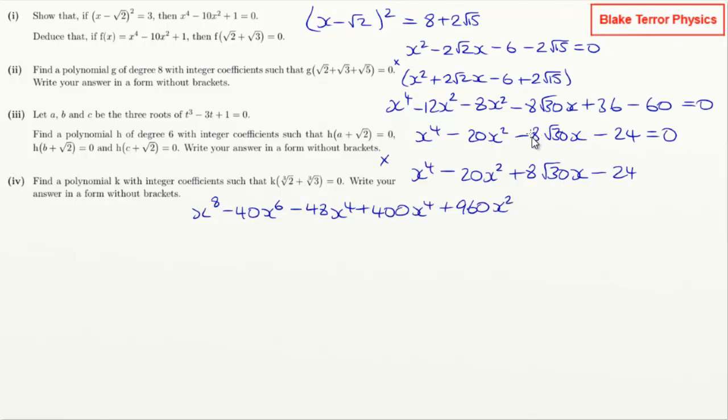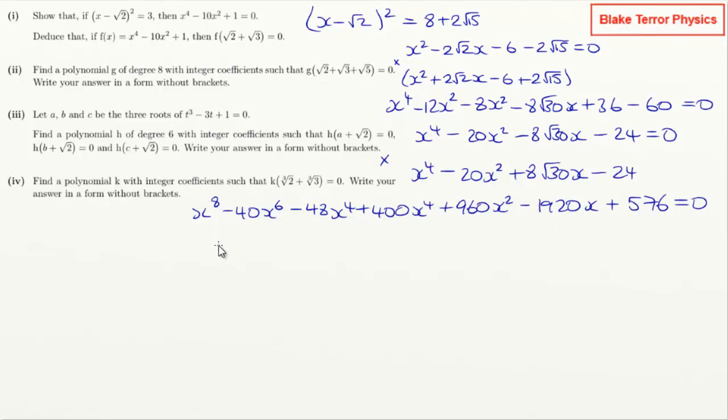So I'm now doing the 8 root 30. So that's going to be minus, so I've got 64 times 30. So 192 with a 0 on the end. And then I'm going to have plus 24 squared, which is 576. Right, I've got no square roots.